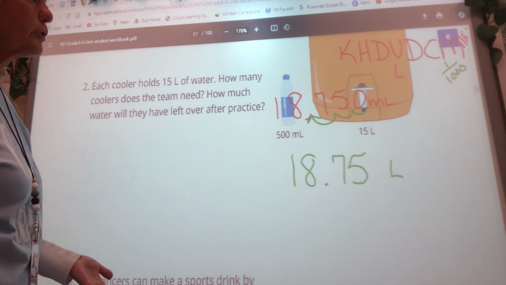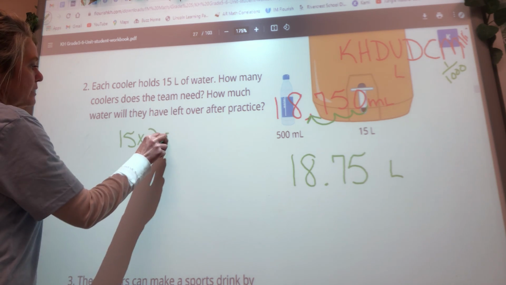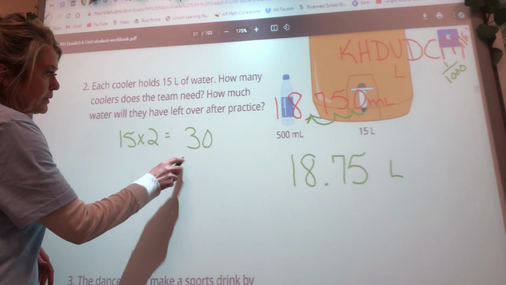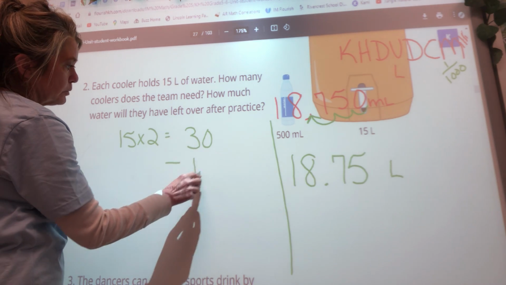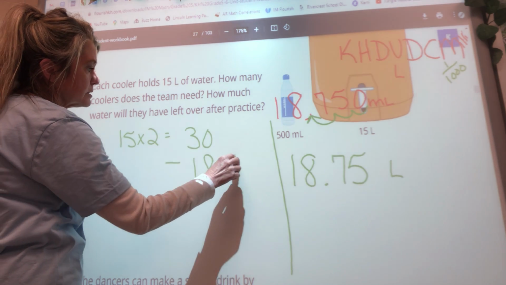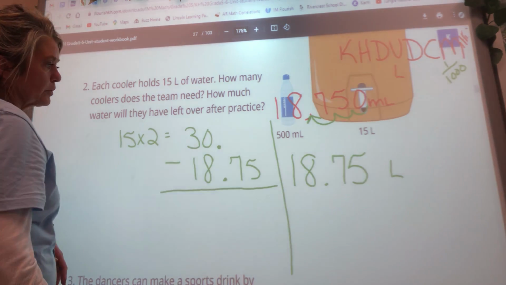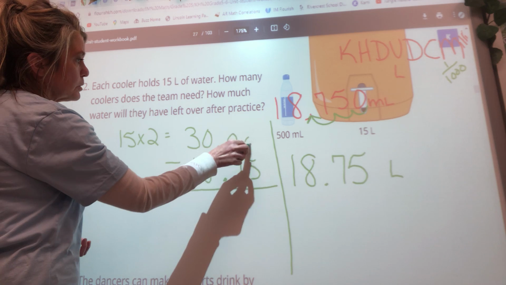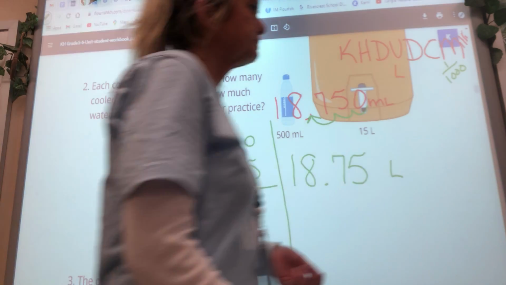Each cooler is 15, so we know we're going to need more than one cooler. So let's go ahead, 2 coolers, 15. If we had 2 coolers, that would give us 30 liters. But we're not using that many, so let's take away how many we're using. We're using 18.75 liters. We can put a decimal there in 30, which doesn't change the value, and placeholder zeros here. We're subtracting, so we drop our decimal straight down.